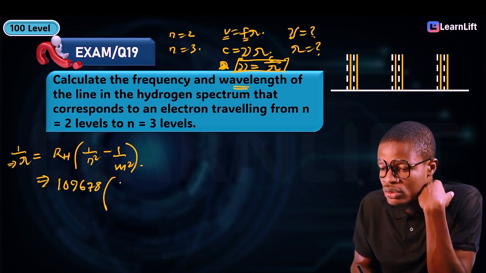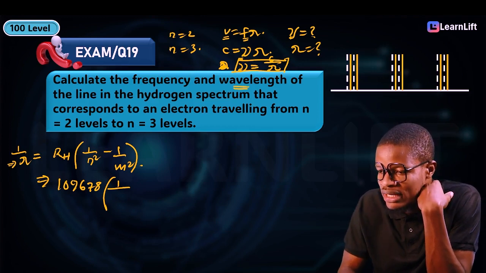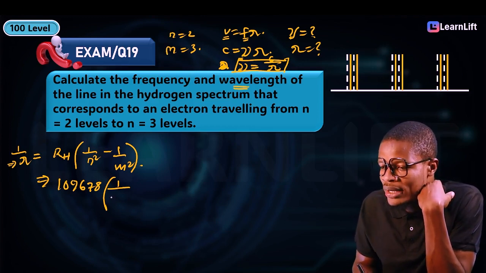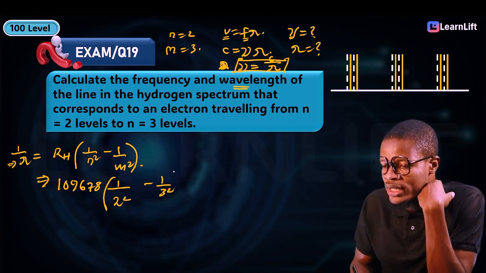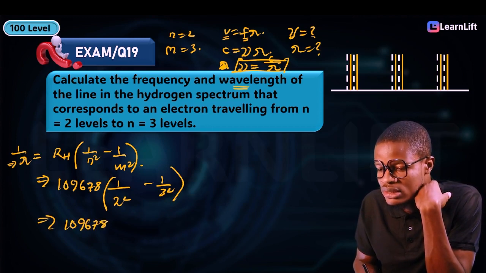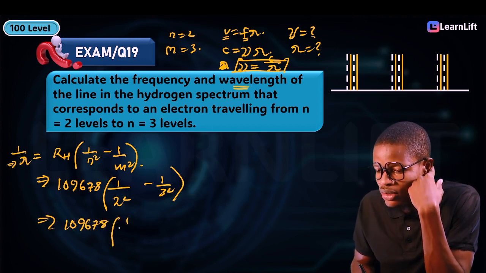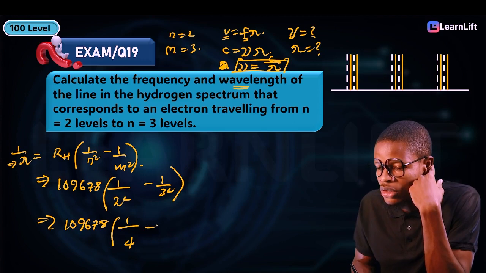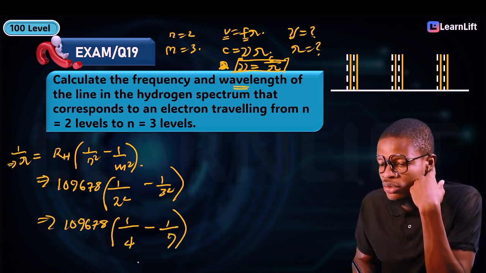109,678 into 1 all over... We said that the largest value is m, and m is 3 there. 1 all over n, that's your 2 squared minus 1 all over 3 squared. That's going to give you 109,678 into 1 all over what's your 2 squared? 4, minus 1 all over what's your 3 squared? 9, right? So you're going to have that.